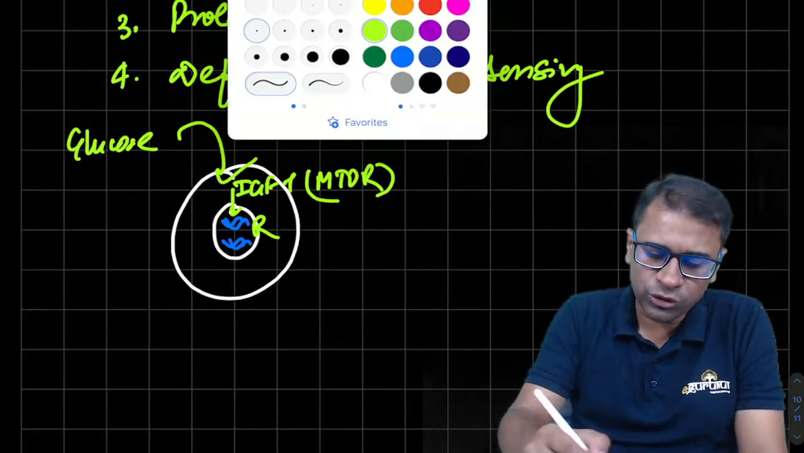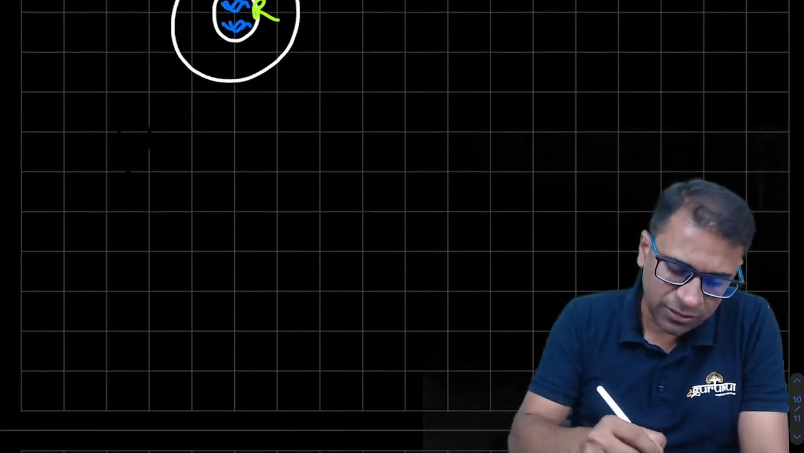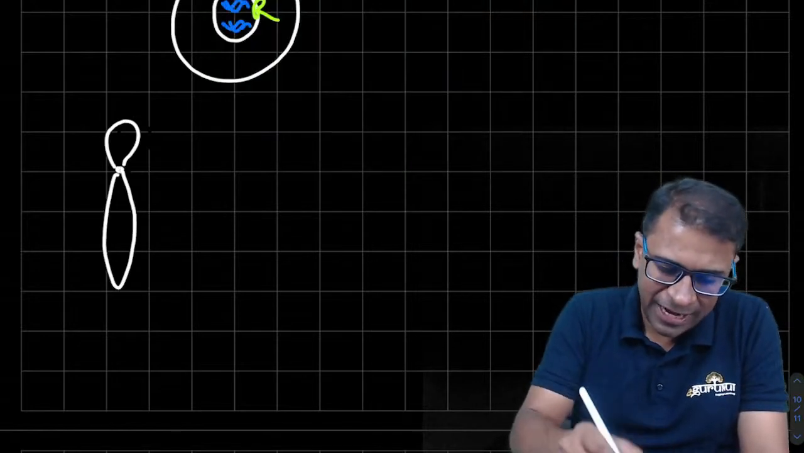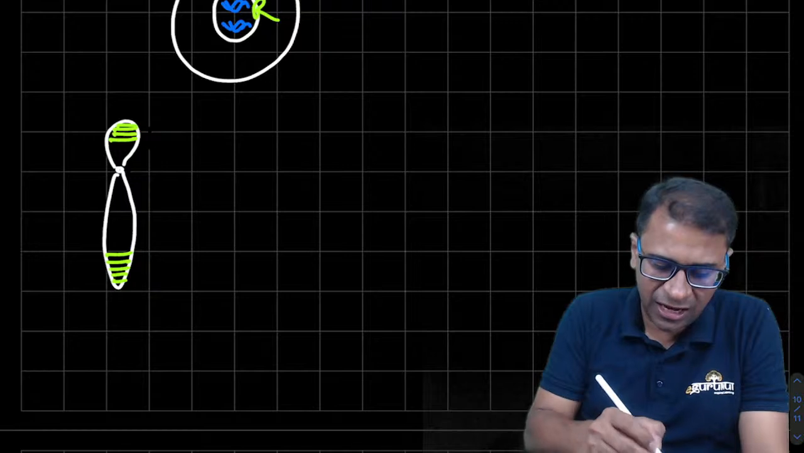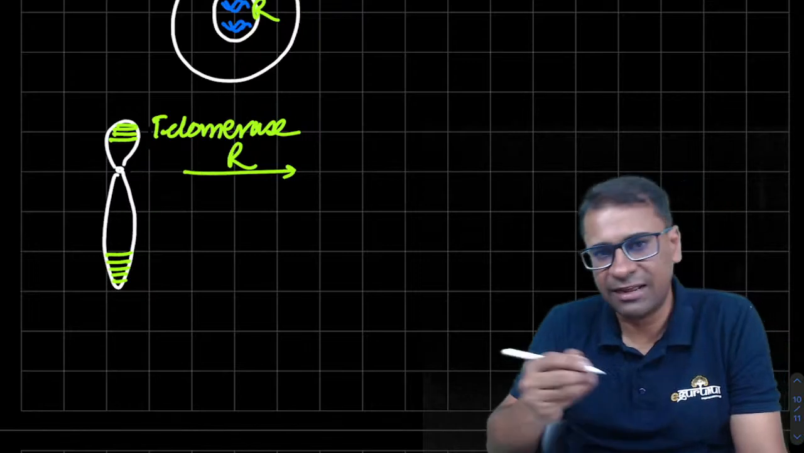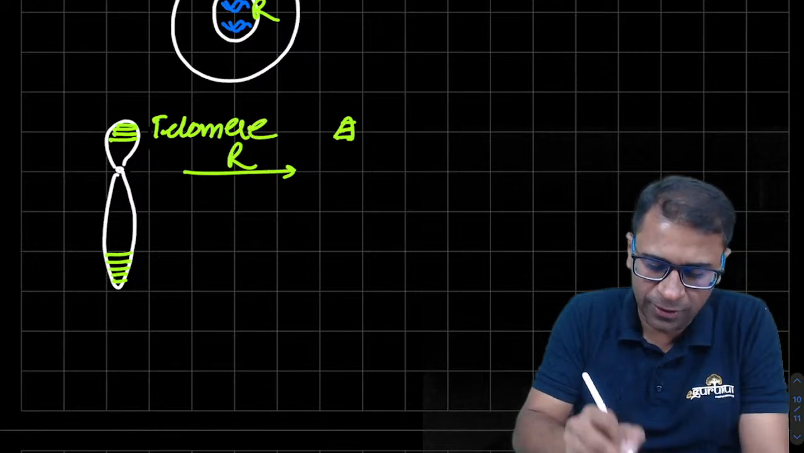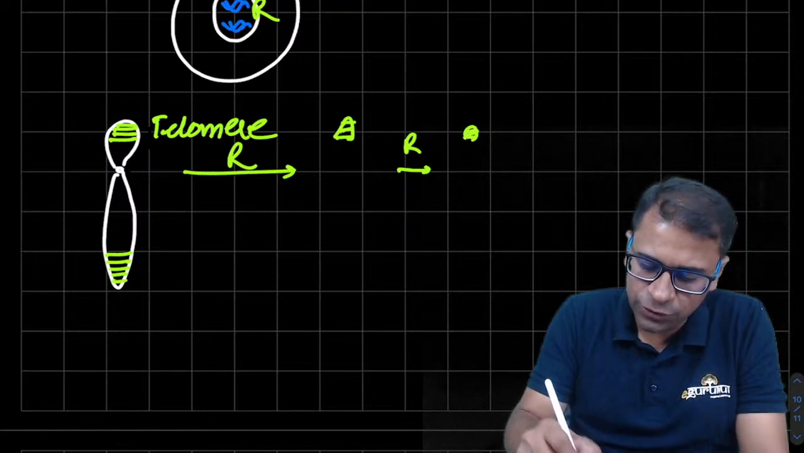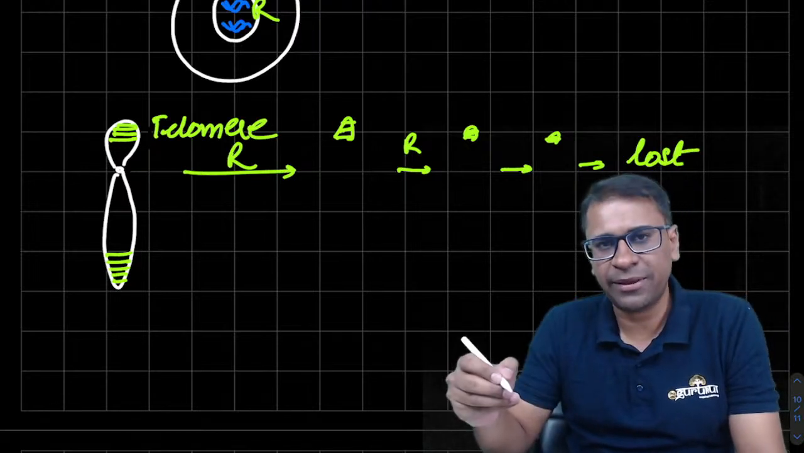So it was proposed that, because we know what is happening here, suppose there is a chromosome. At the ends of the chromosome there are repeat sequences. Now, these repeat sequences are called telomeres. Sorry, telomere, not telomerase. The theory says that whenever the cell divides, the telomere length after replication keeps on shortening like this, and finally, after multiple replications, it is lost.